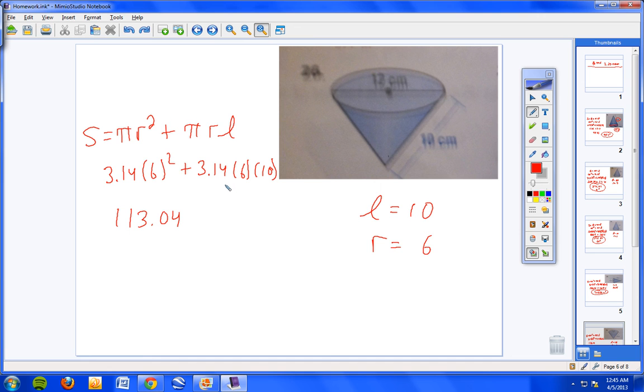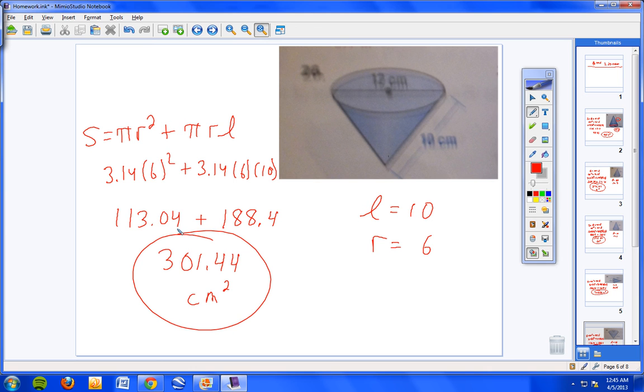Let's see, 188.4. So if you multiply those three numbers together, you'll get this. And then add those two numbers together, and you should get 301.44 square centimeters. All right, take a look and see if that's right. Yes, that is correct.